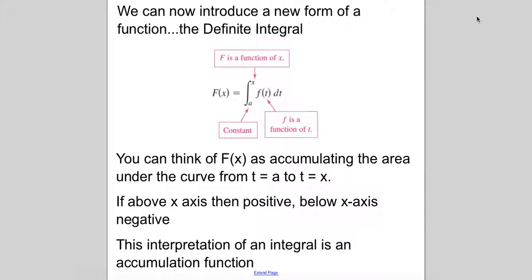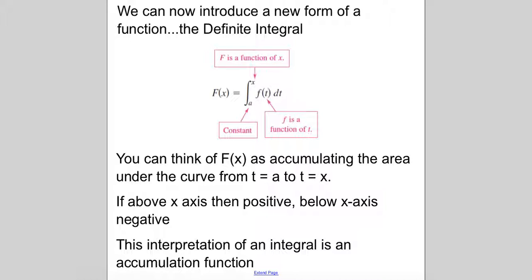So in this video, we're going to talk about the fundamental theorem of calculus part 2, or sometimes it's called the second fundamental theorem of calculus. But basically, we need to start with introducing a type of function that we can consider an accumulation function. Right? So F of x is equal to the definite integral from a constant a to x of f of t dt.